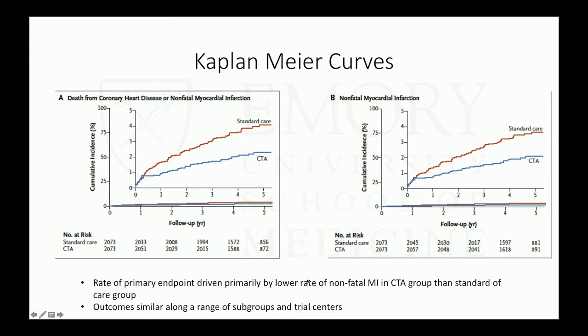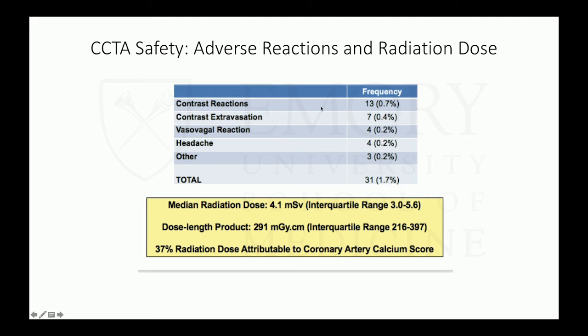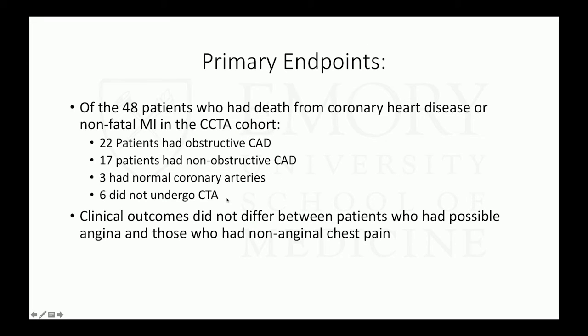An important thing is also that among all the centers, the outcomes were similar along different subgroups and at all the different trial centers. The safety of CCTA in this trial was also assessed, and there was very low risk of complications. The radiation dose was pretty good, considering it's a 64-slice CT scanner. So I think this shows that even with a 64-slice scanner, you're able to get good information at a low radiation dose.